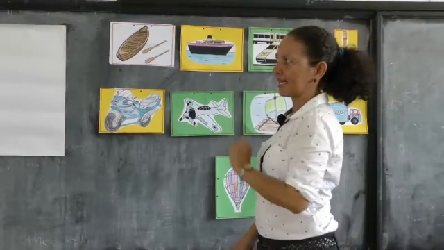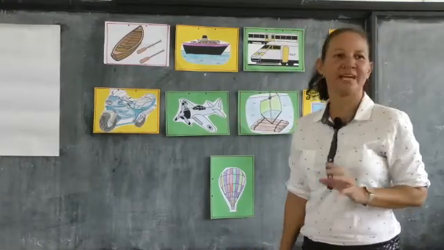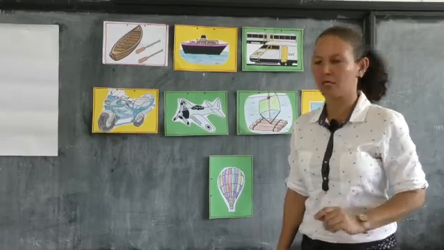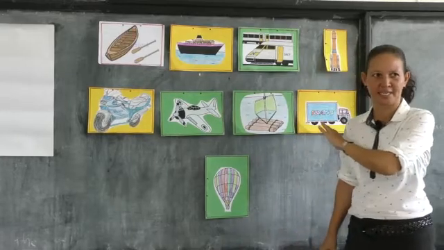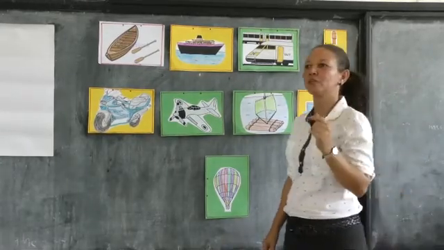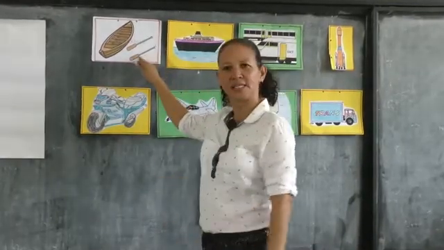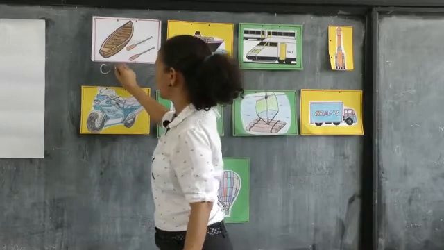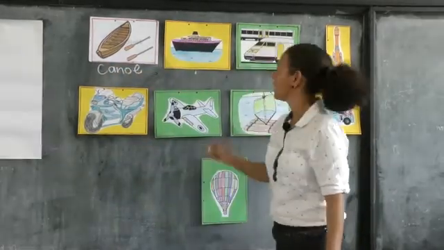So for the second activity, like I have explained, we are going to classify transport into 3 main groups by the way they travel. So these are the pictures we are going to use for the classification. Now let's name the transport. Now the first one, what do you think it is? Canoe. Correct. Very good. So this is how we write it.